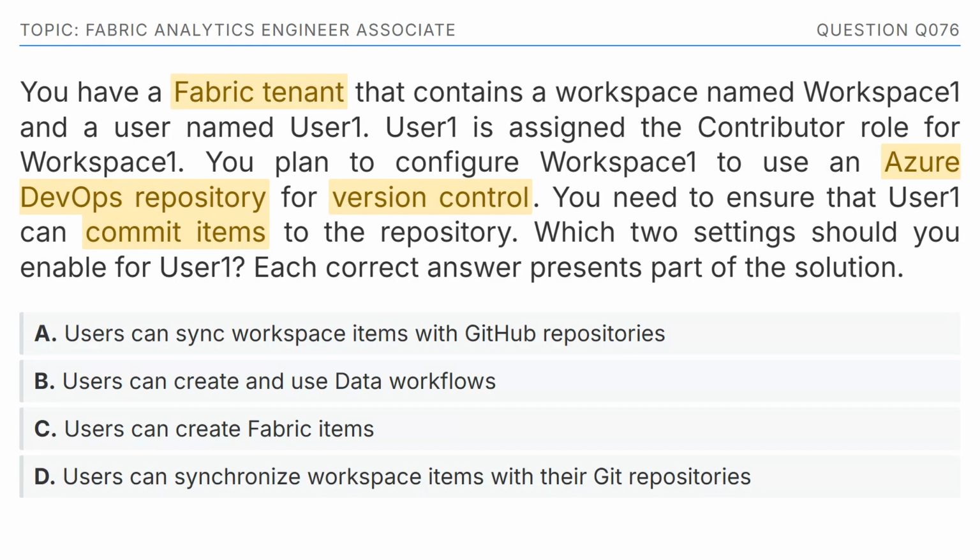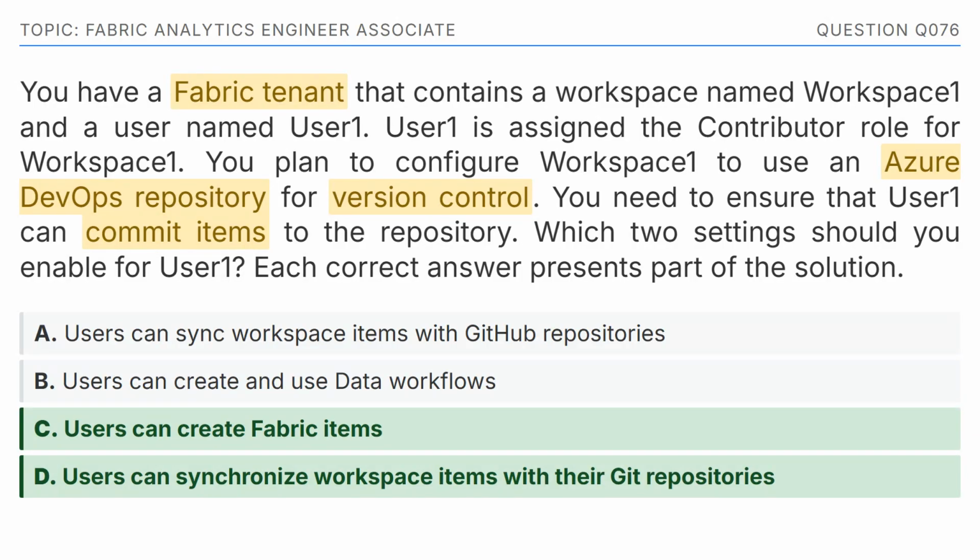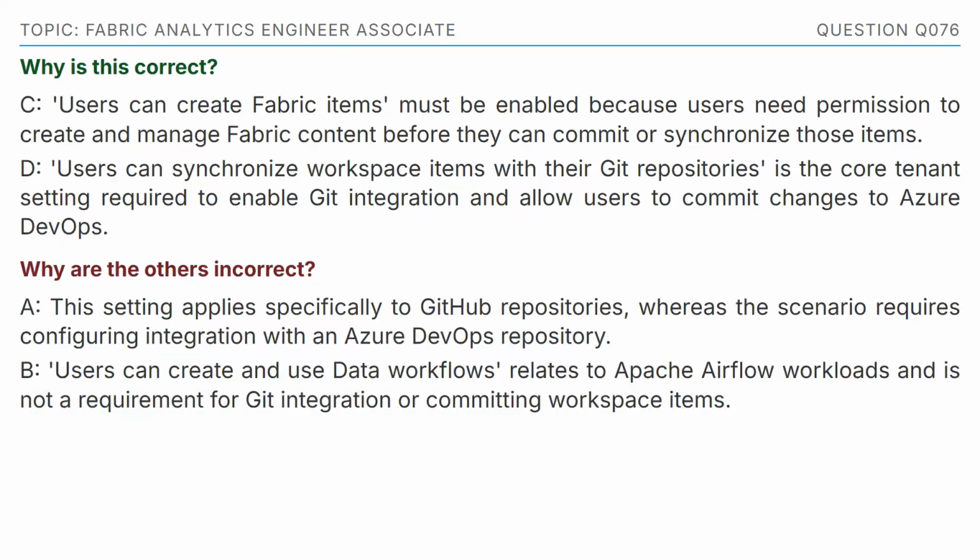To arrive at the correct answer, we focus on the keywords: Fabric tenant, Azure DevOps repository, version control, commit items, tenant settings. The correct answers are Option C, users can create Fabric items, and Option D, users can synchronize workspace items with their Git repositories. Why is this correct? C, users can create Fabric items must be enabled because users need permission to create and manage Fabric content before they can commit or synchronize those items.